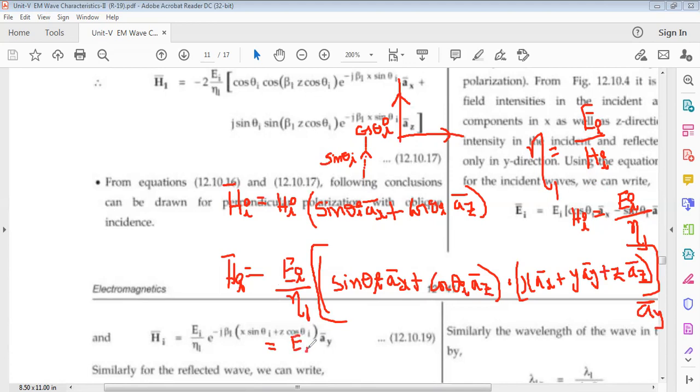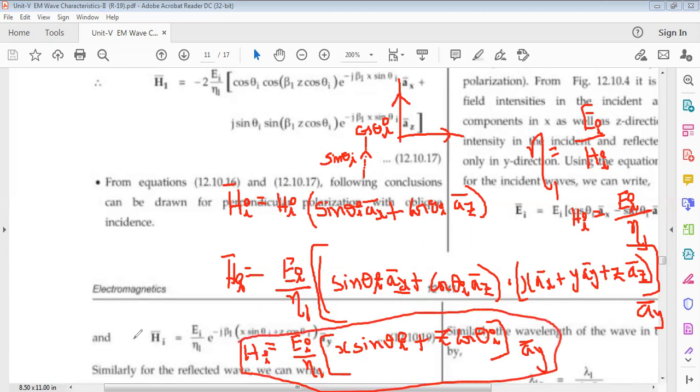EI by eta 1 is multiplied with AX only, the remaining two terms are 0. So x into sine theta I, plus, here AZ with AX is 0, AZ with AY is 0, AZ is only 1. So z into cos theta I, AY bar. So HI bar is equal. Got it, my students? Now we got the same thing.